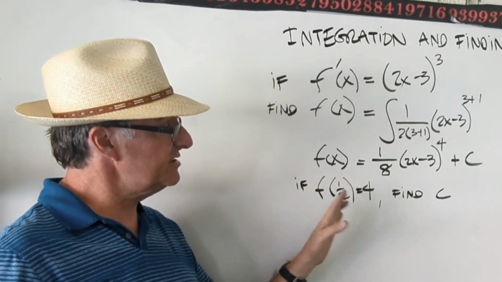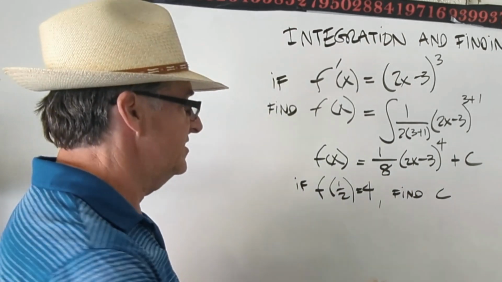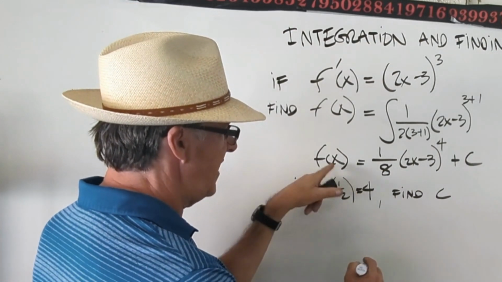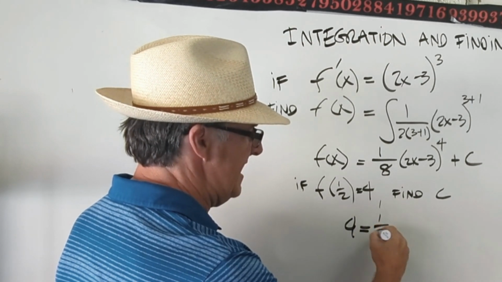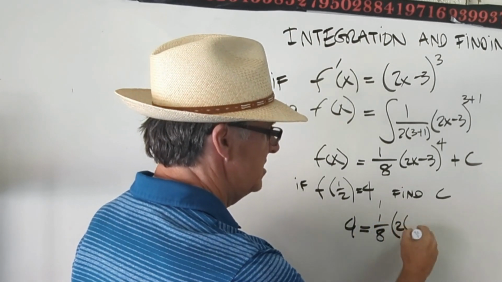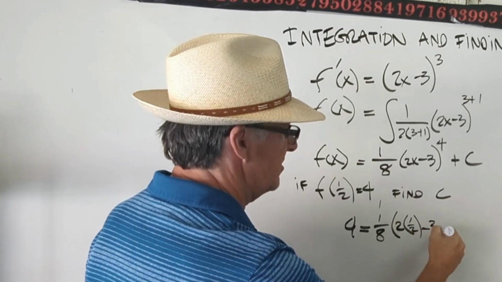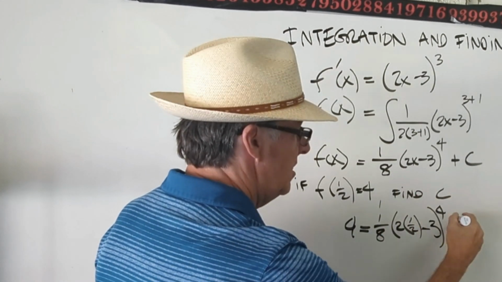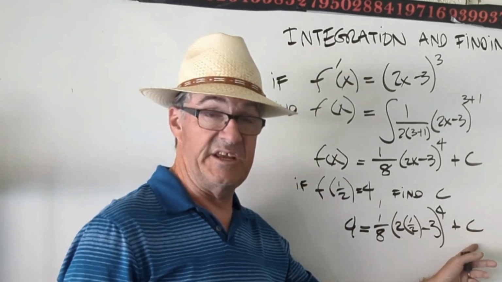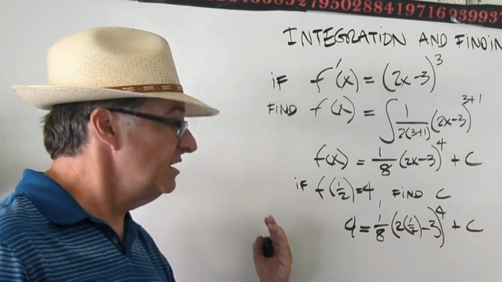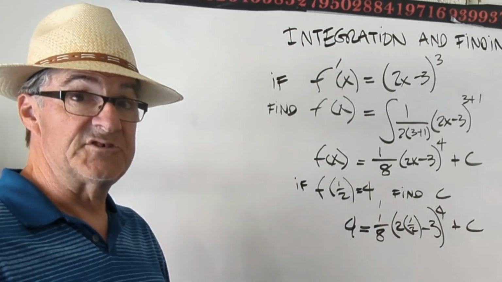So now we can do a plug-in step, and c will be our only variable, and we can solve for that. So watch this. If f of x is 4, that means this is 4. So I'm going to write 4 equals 1/8 times (2 times 1/2 minus 3) to the fourth power plus c. So I've got just a bunch of numbers and a c. So I can get all the numbers to one side, and I'll know what c is. So go ahead, pause the video, finish all this algebra out.